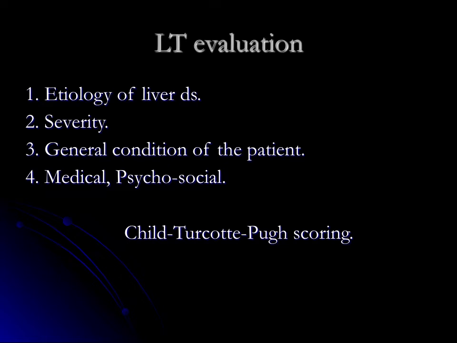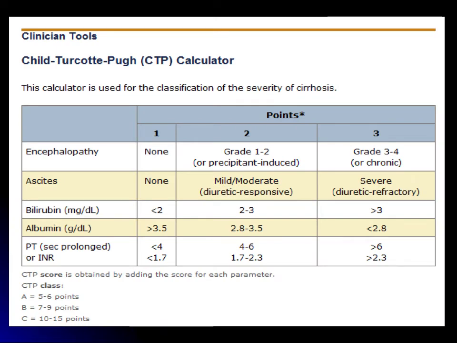For the assessment of the etiology and the severity of liver disease, we can use the Child-Turcotte-Pugh scoring or the MELD score. For the Child-Turcotte-Pugh scoring, there are some items that have to be fulfilled: encephalopathy, ascites, bilirubin, albumin, and PT or INR, and we select the points through this table.